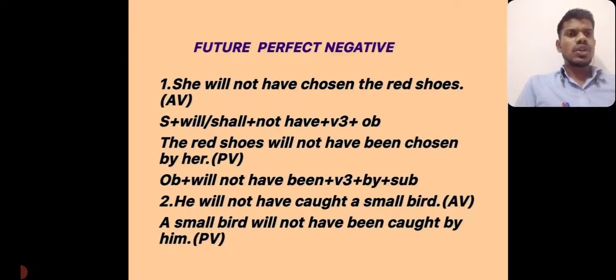The second sentence also: he will not have caught a small bird. Here the subject is he, then will not, will is the auxiliary, then not is the negative word, have caught is the verb, then a small bird is the object. So how to convert? What will be the object here? A small bird. It has to come first in the passive form. So a small bird, then will, then not, have, been, caught is the third form of the first form catch: catch, caught, caught, followed by the preposition by, then he is the subject, which becomes the object pronoun, that is him.